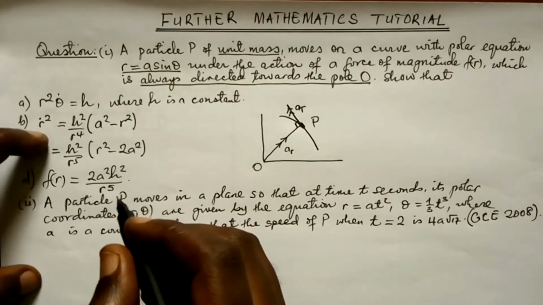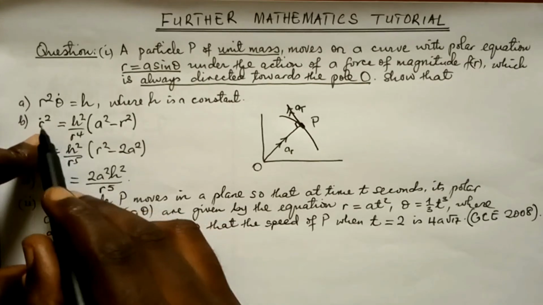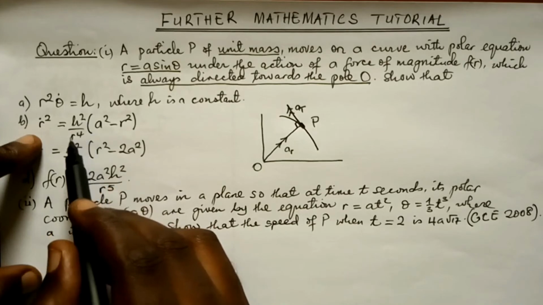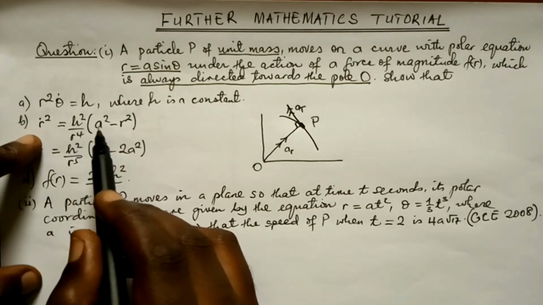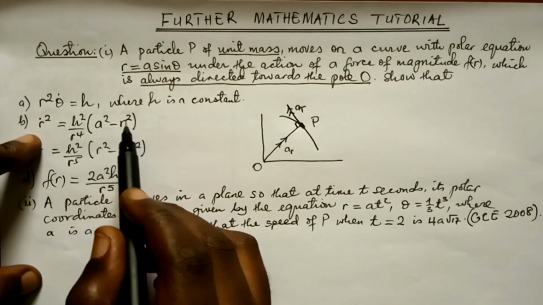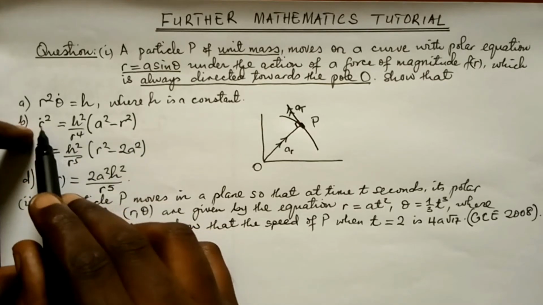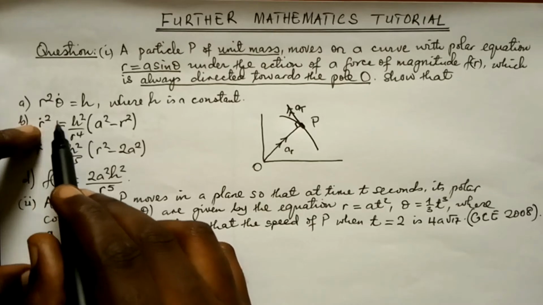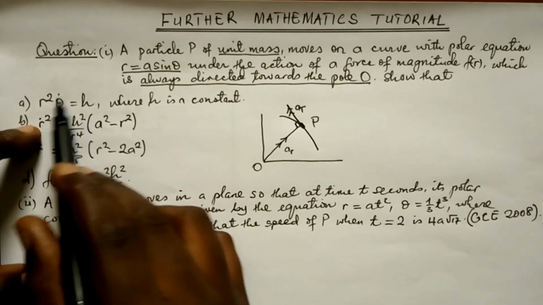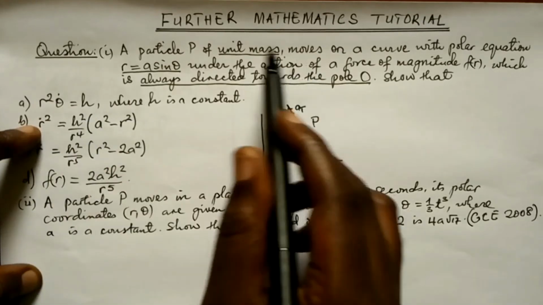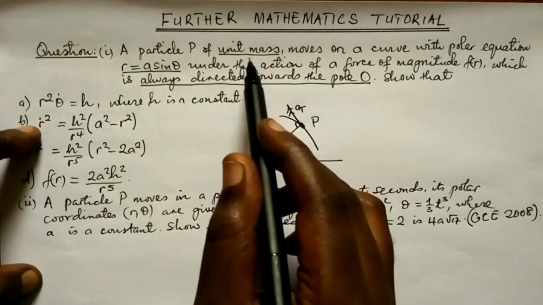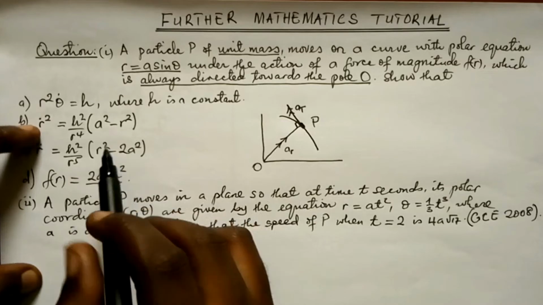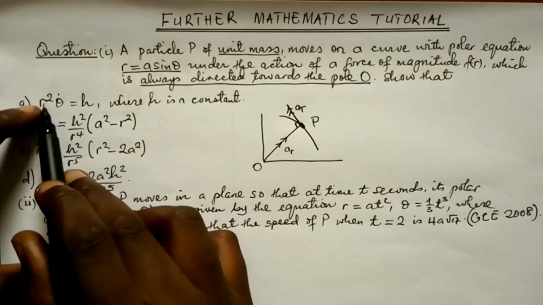Okay, in the B part we are asked to prove that r dot squared equals h squared all over r to the fourth into a squared minus r squared. So in order to have r dot first, I have to look at the parts I have proven already or in the question itself to see what I can do. R dot, remember, is dr dt. There is r here, but it is squared.